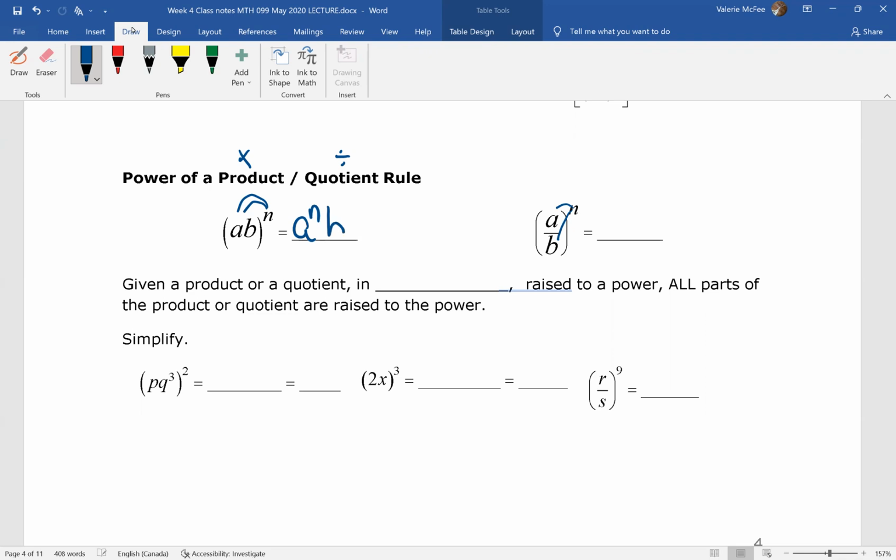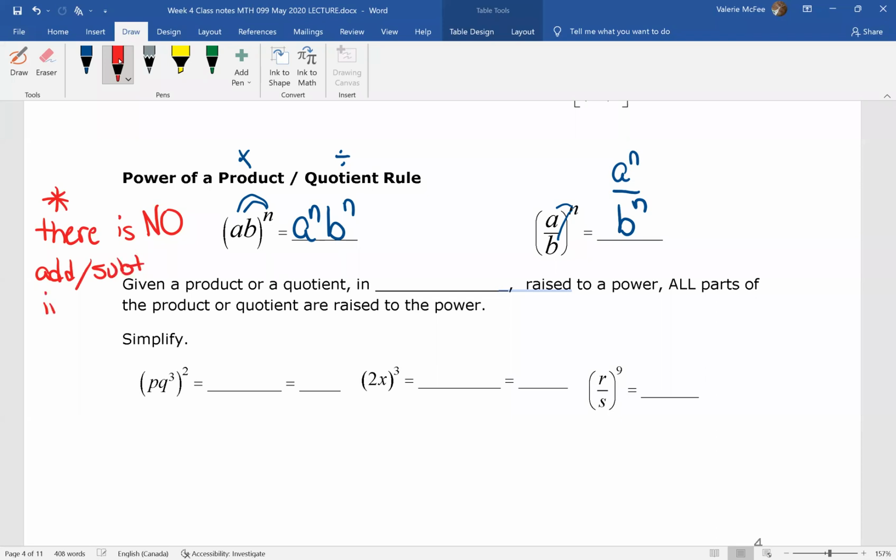So this becomes a to the power of n, b to the power of n, and this one, a to the power of n divided by b to the power of n. Now we should make a note here. There is no addition or subtraction in the brackets.